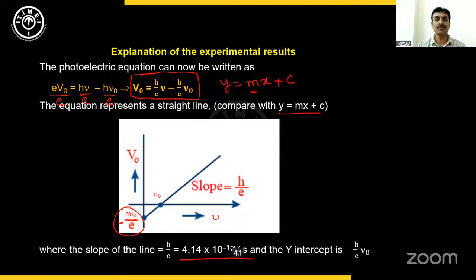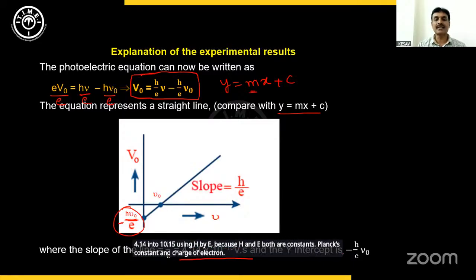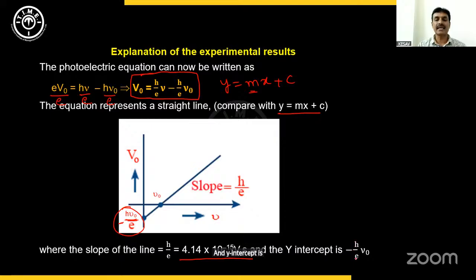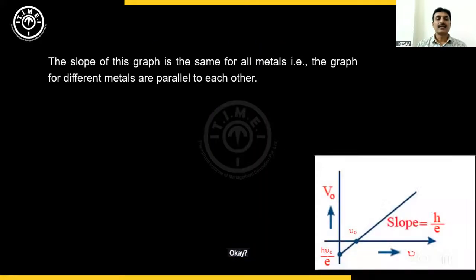4.14 into 10 power minus 15 using h by e, because h and e both are constants, Planck's constant and charge of electron. And the y-intercept is minus h by e into nu naught. That is the y-intercept of this straight line. Okay.